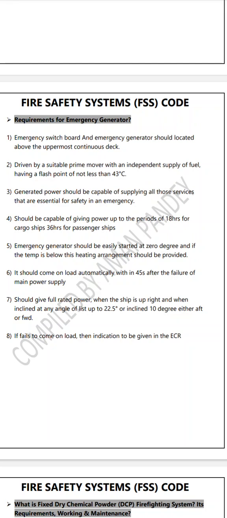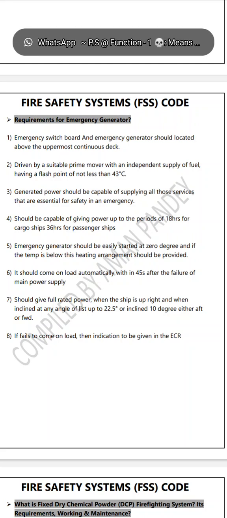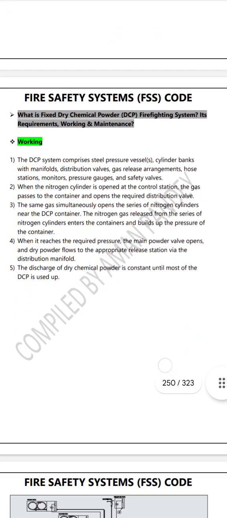When it fails to come on load then indication to be given in engine room. Generated power should be capable of supplying all those services that are essential. Emergency switchboard and emergency generator should be located above the uppermost continuous deck.